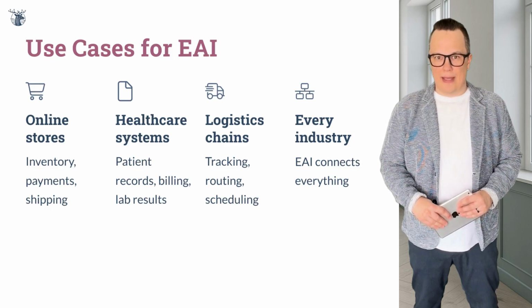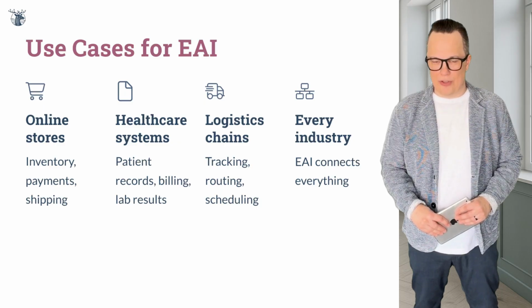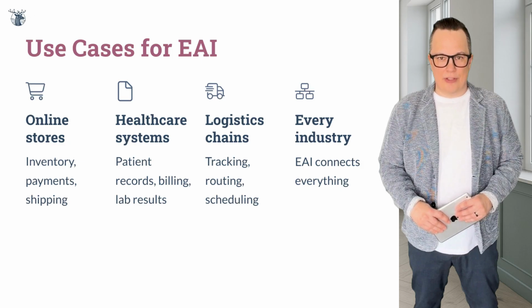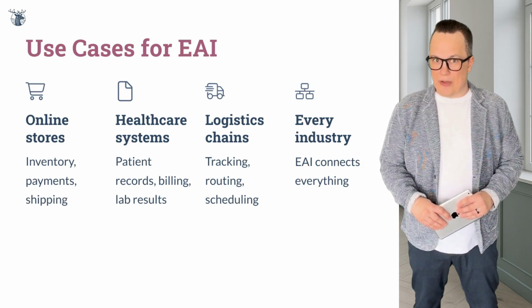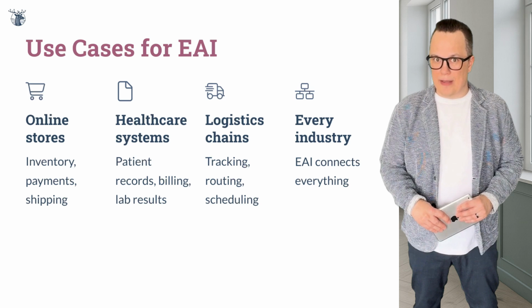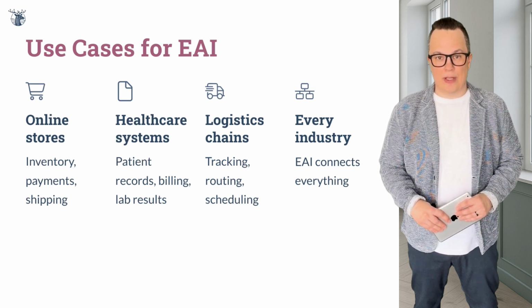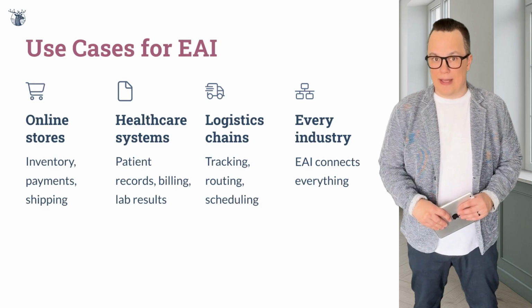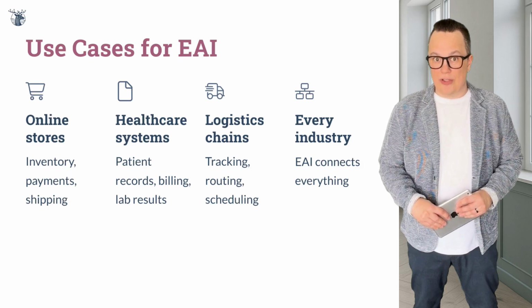Second example, in healthcare. When a doctor enters patient information into a hospital system, it often needs to be sent to multiple systems, like lab systems, billing systems, and national health records. That data must be synchronized, secure, and accurate. EAI makes that happen. One more, logistics. When a shipment leaves a warehouse, the tracking system updates the customer portal, the invoice is generated, and the inventory is updated, all through integration.